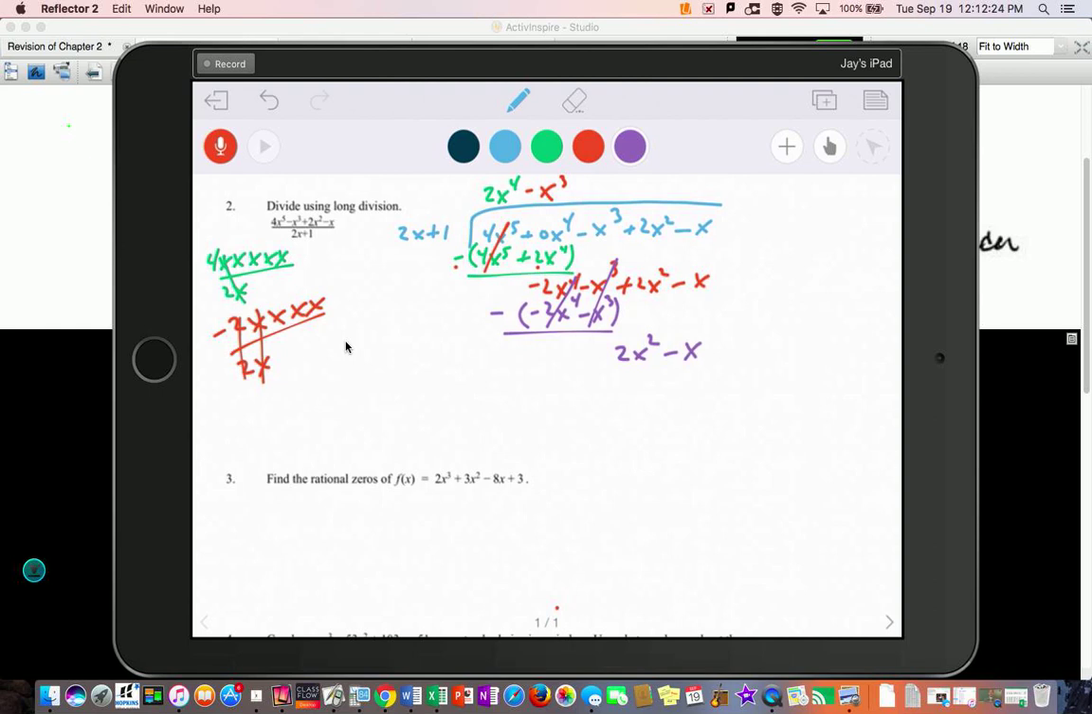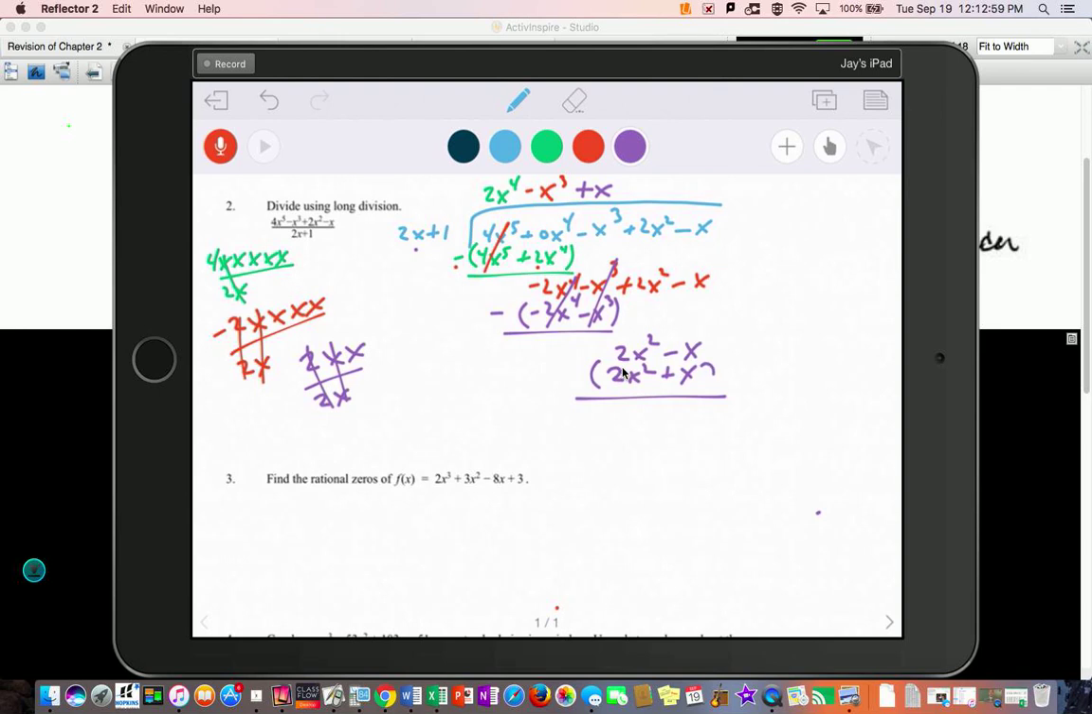Now this is a first degree, so this still has bigger degree down here. When you look at this, this is first degree here, and this is second degree. This degree needs to be smaller. So we keep going. So I do my 2x squared over 2x, and that goes away, that goes away. So we're going to write an x up top. X times 2x is 2x squared. X times 1 is x, but it's positive x.